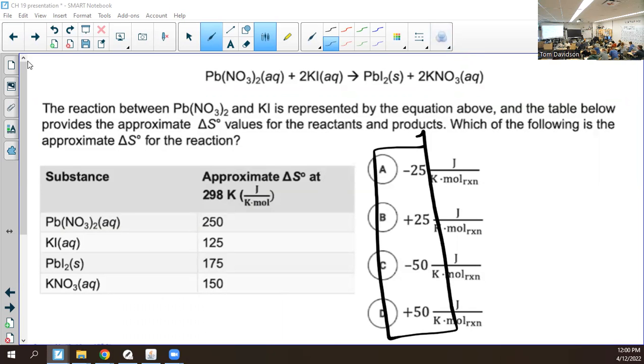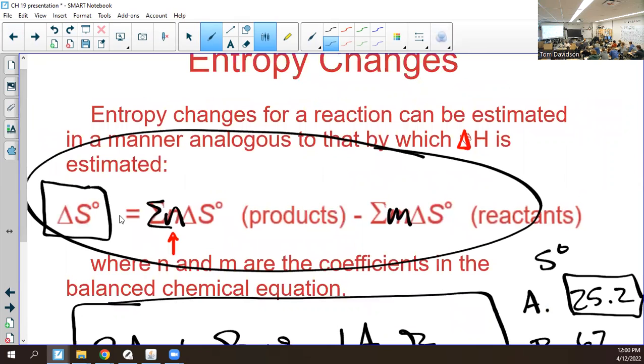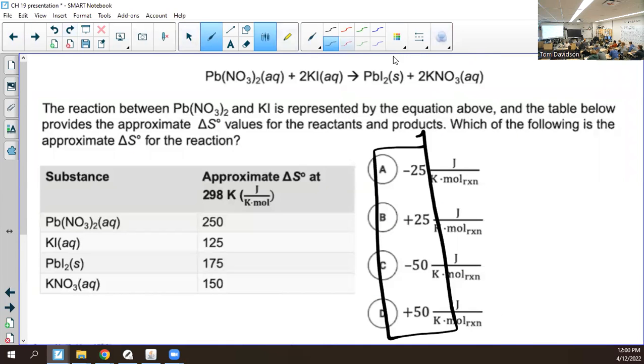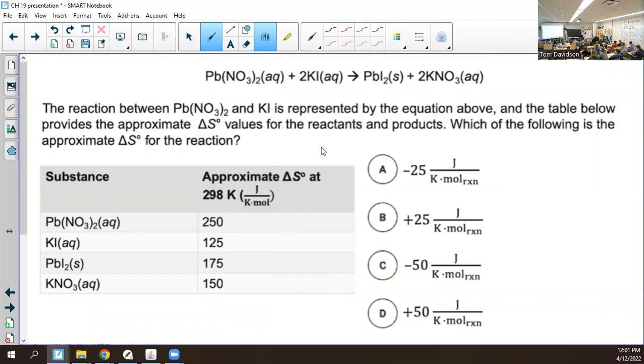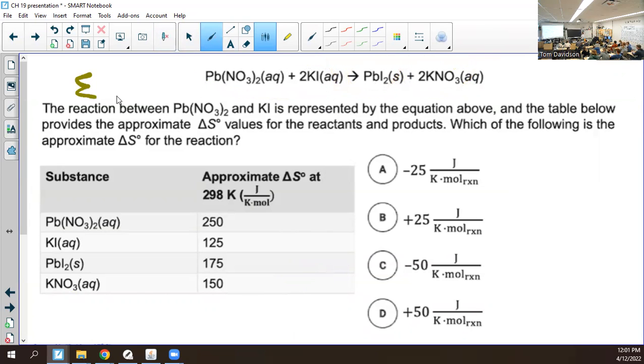This question requires you to use this equation. The delta S naught equals the sum of the products minus the sum of the reactants, where n and m are their coefficients. Okay, sorry about that. All right, so this is a product, this is a product, these are the reactants, correct? So it's the sum of products minus sum of reactants, and we have to make sure we include their coefficients.